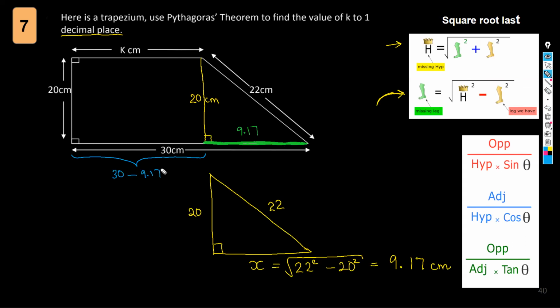30 minus 9.17, and we're getting roughly 20.83 centimeters. Now, if here's 20.83, and the opposite side of the rectangle will also be 20.83, therefore k is 20.83 centimeters. And I'm supposed to go to 1 decimal place, so it's 20.8.